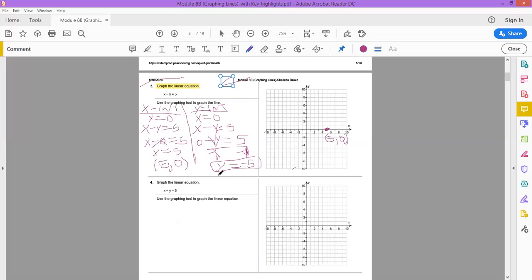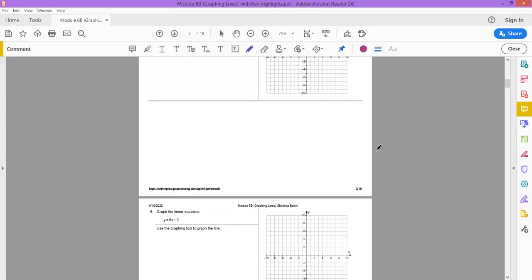Our ordered pair, our x-coordinate is 0, and our y-coordinate we just found was negative 5. So 0, negative 5 on the y-axis. We'll connect these 2 points in order to graph the line, and we want to draw arrows at the end of our lines.